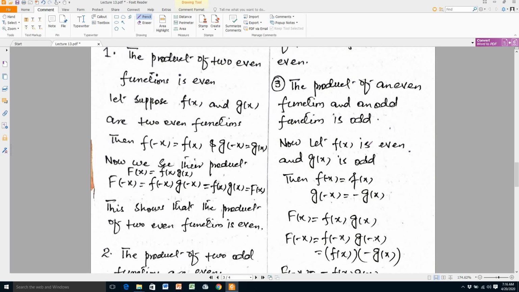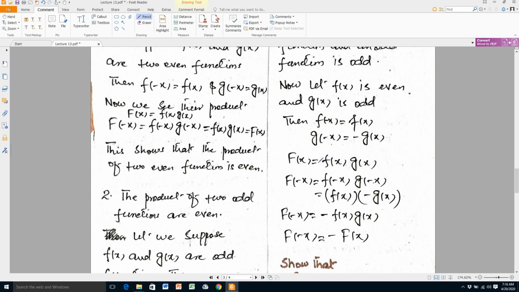So let f of x be an even function and g of x be an odd function. It is up to you; either you choose f of x as an odd function and g of x as an even function. At this time I am taking f of x as an even function and g of x as an odd function. So f of minus x is equal to f of x, because I am saying f of x is even, and g of x is odd, so g of minus x is equal to minus g of x. Now I am defining their product. F of x is equal to f of x g of x. Now I change its domain x by minus x.